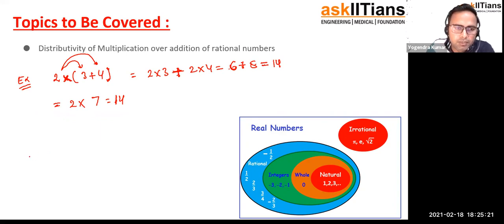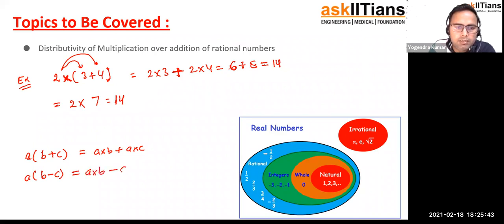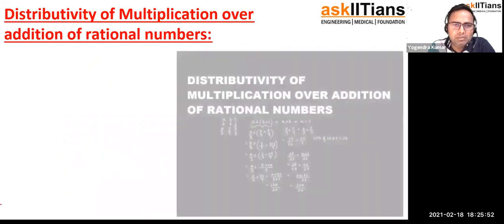So this is distributivity. We need to remember that a times (b plus c) gives a into b plus a into c. This means the multiplication is getting distributed over the addition. It is the same for minus also: a into b minus a into c. I hope you're getting it. It is pretty simple. You can understand. So let's see more examples.